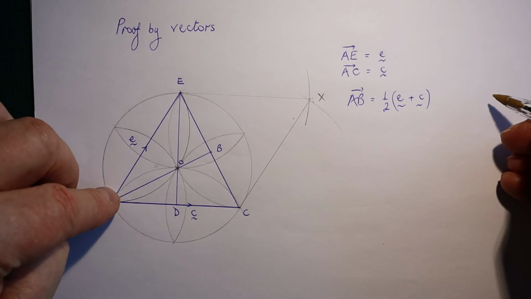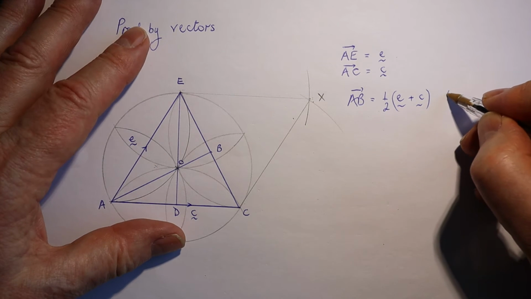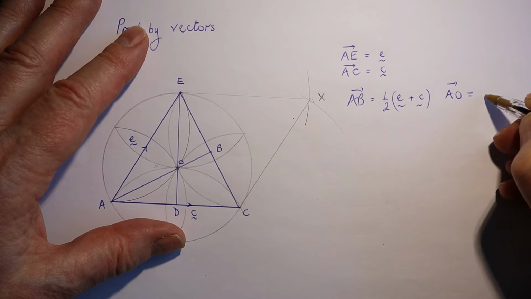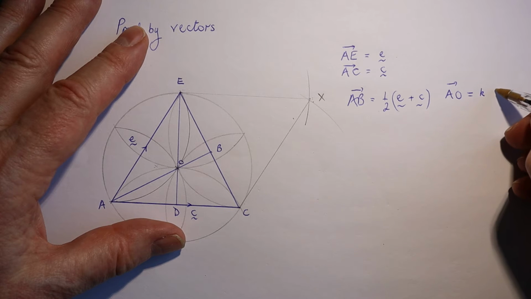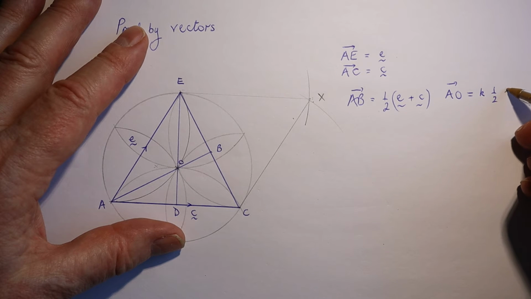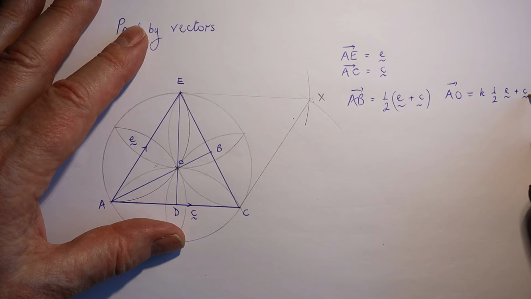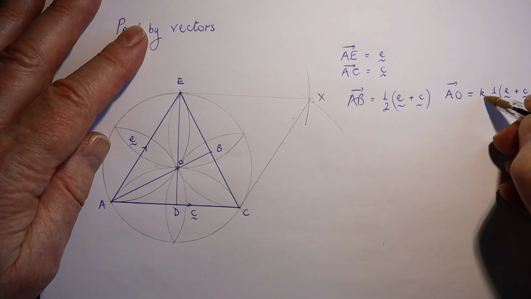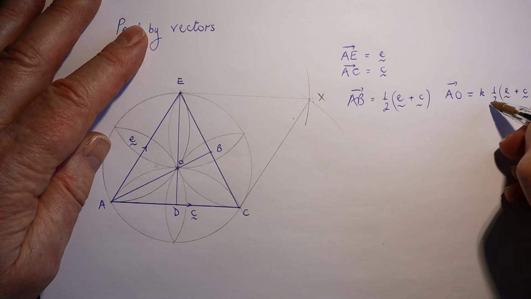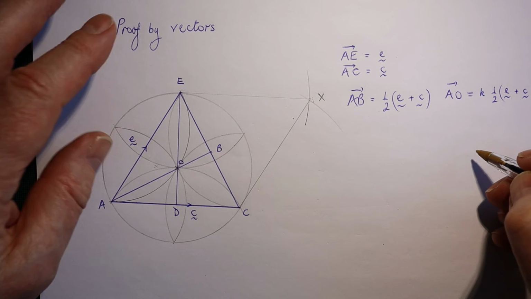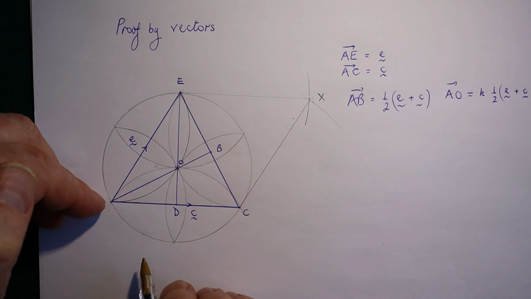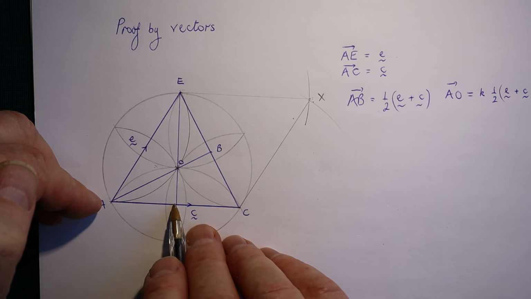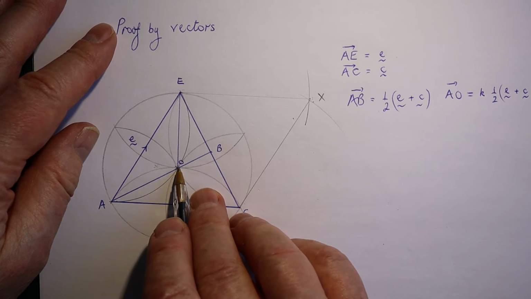But we're really interested in AO, so we're going to say that AO is some fraction K of 1/2 of E plus C. Now we actually know that that's going to be a nice simple number, but we'll leave it at that for the moment. Now we need to find another way of getting from A to O, and this time we're going to go from A to D and D to O.